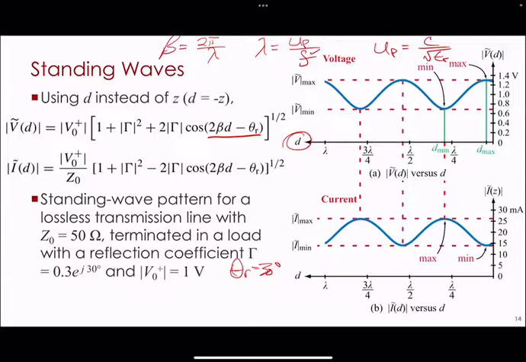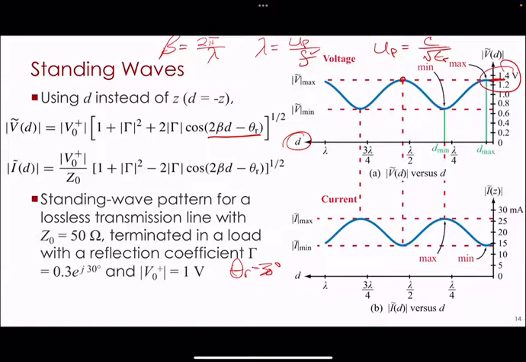1 plus magnitude of gamma squared. So it's 1 plus 0.3 squared plus 2 times 0.3. This is times 1, right? You get some number. Don't forget though, we got to take the square root of it. If you punch that into your calculator, you would get a value of 1.3. That is the maximum. That is Vmax.